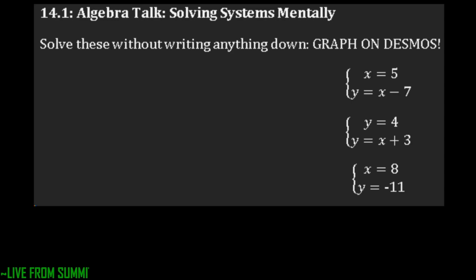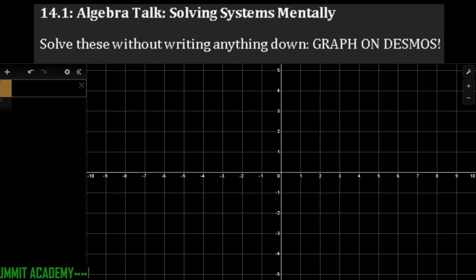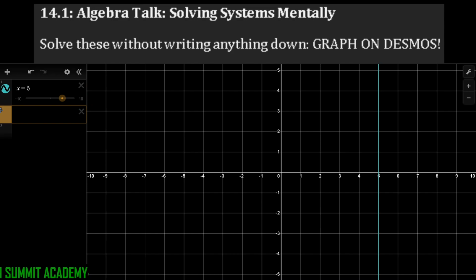So let's pull up Desmos. Again, make sure you have it set up for yourself like so. I'm going to type in exactly what I see. So I have x equals 5, which is going to be a vertical line up and down, and then I have the linear function y equals x minus 5.